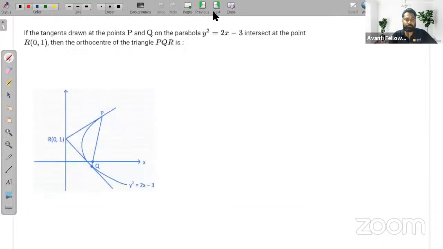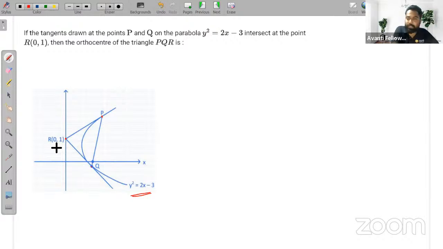I already told you, when you are going to solve questions from conic sections, you must draw the figure first, if it is necessary. Okay, if the tangents drawn at the points P and Q to the parabola y square is equal to 2x minus 3 intersect at the point (0, 1), then the orthocenter of the triangle PQR. Clear?